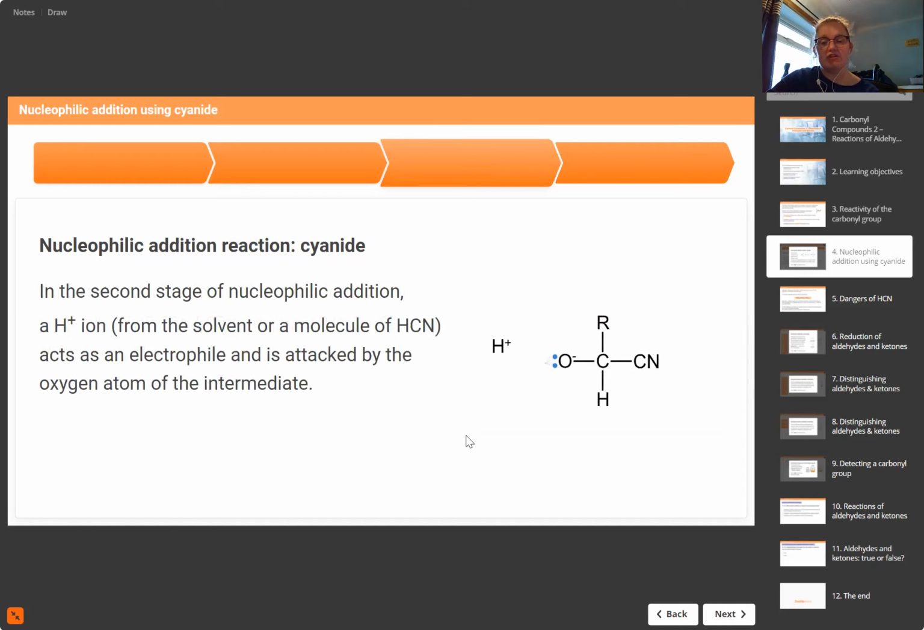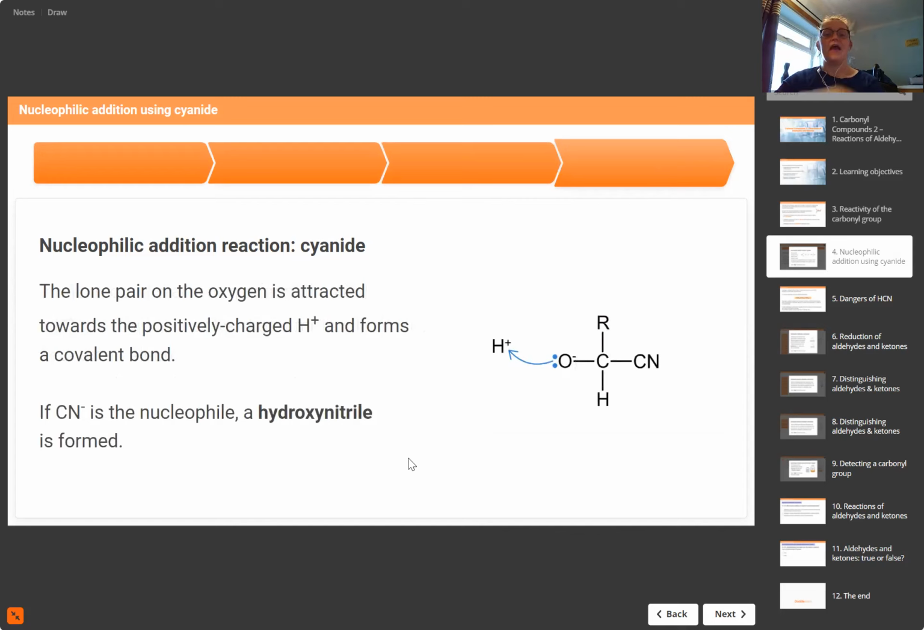In the second stage of nucleophilic addition, a hydrogen ion, from the solvent or a molecule of HCl, comes along and acts as an electrophile. It is attacked by the oxygen atom of the intermediate, because of the lone pair on the oxygen atom. That lone pair is attracted towards the positively charged hydrogen ion, and it forms a covalent bond.